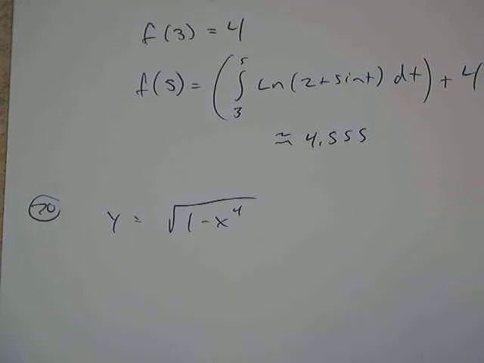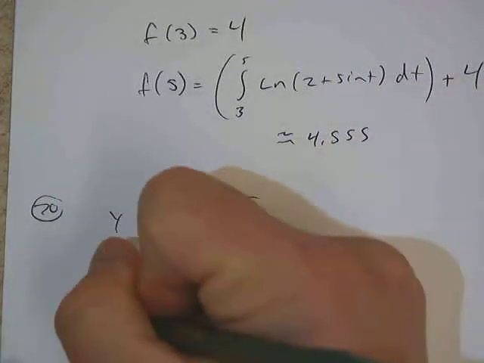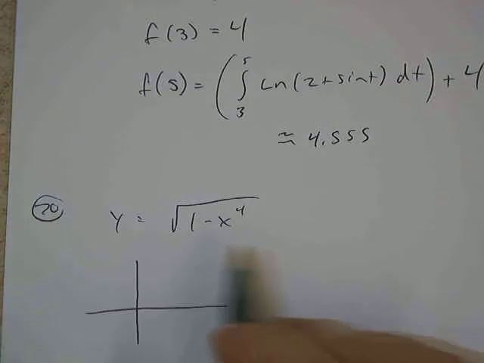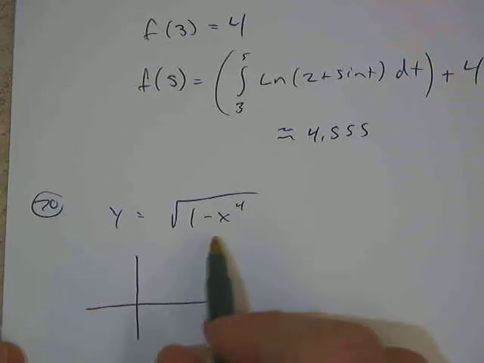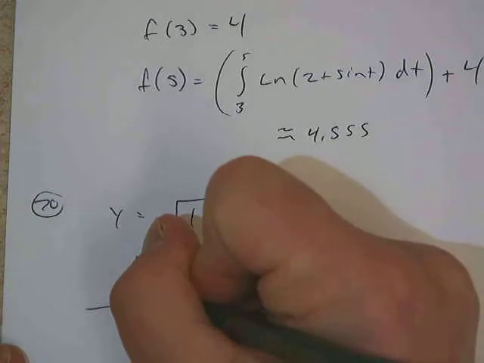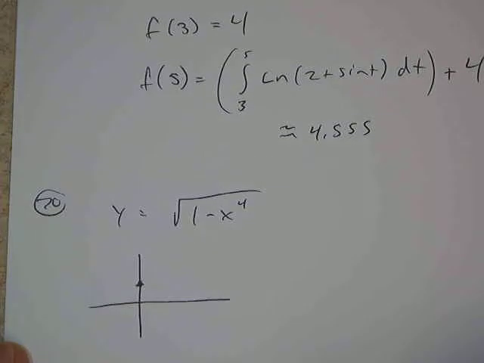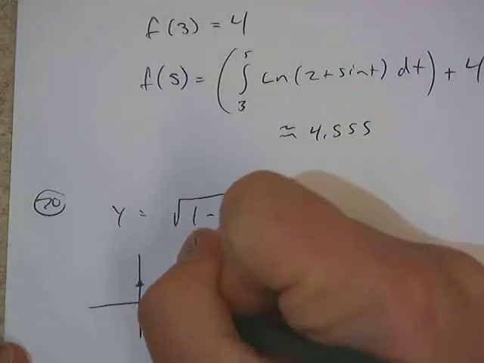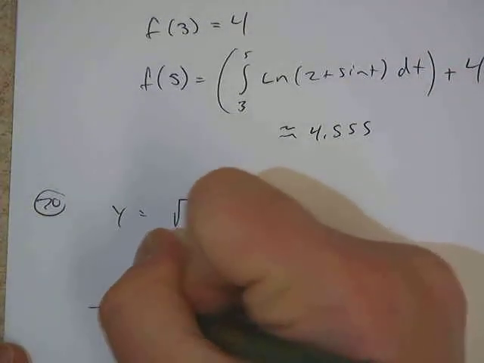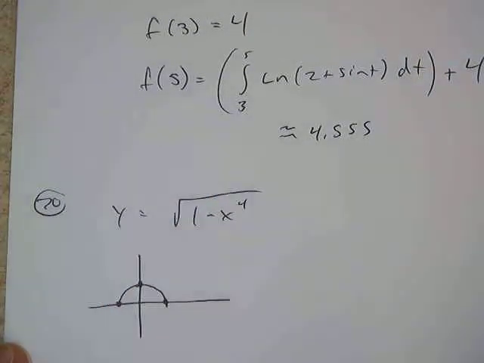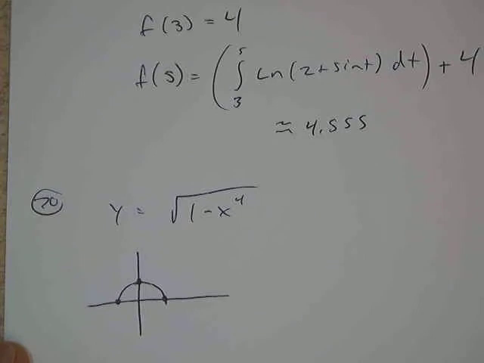With the area between it and the x-axis here, keep in mind that if we were to plot a couple points, let's say we put a 0 in here, we're going to get 1, so (0, 1) we know is a point. If we put a 1 in here, we get 0, so (1, 0) is a point. And if we put a negative 1 in there, we're going to get 0 also. So really this is very much like a half circle, isn't it?